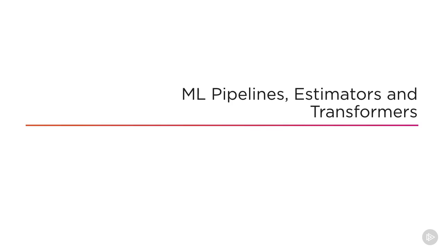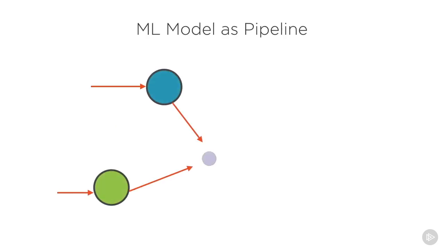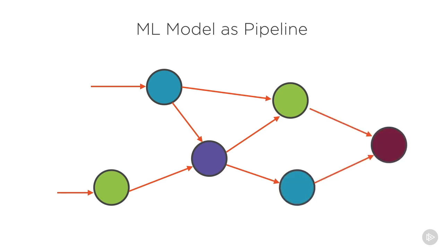Spark ML on Spark 2 introduces a bunch of new concepts that you might have encountered in other machine learning libraries. The higher level abstractions such as ML pipelines, estimators, and transformers. Before we dive into these concepts, let's first understand how our machine learning workflow functions as a pipeline.